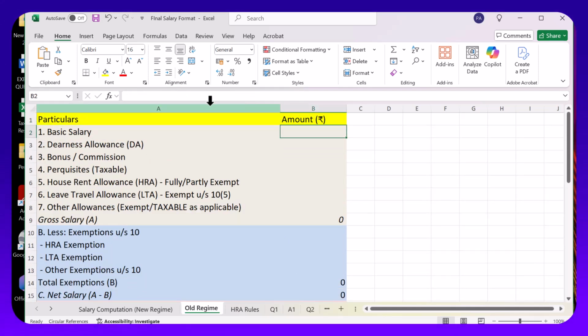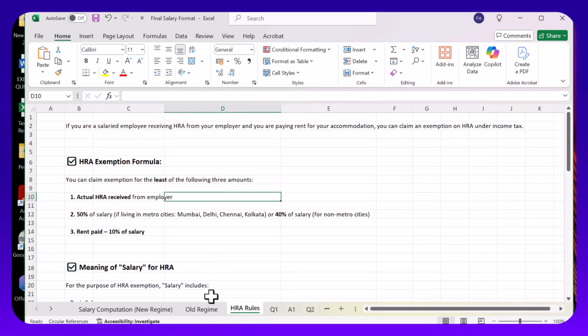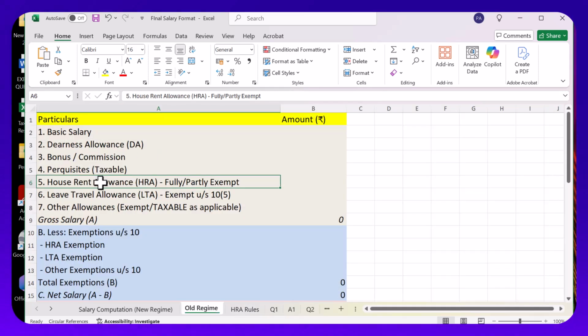So you have to again enter your basic salary, DA, allowance, bonus, perquisite, then house rent allowance, leave travel allowance. These are exempt. If you get a house rent allowance and you stay in a rented accommodation and pay rent, you will get some deduction. We will talk about the HRA rules a little later. Whatever rent allowance you are getting, if you're staying in a rented accommodation, then you don't have to pay tax on the entire amount. Whatever rent you're paying, you will get a deduction for that. Then leave travel allowance. Let's read this. What are these? Up to seven.